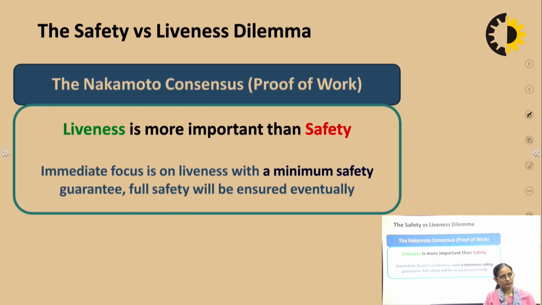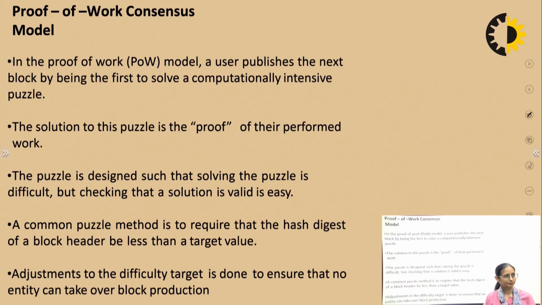Proof of work, the consensus algorithm, is also known as Nakamoto consensus or the Bitcoin consensus algorithm, since in Bitcoin, the consensus algorithm which has been implemented is proof of work. In this algorithm, liveness is more important than safety. The immediate focus is on liveness with a minimum safety guarantee. Full safety can be ensured later, with time. We will see this later on.